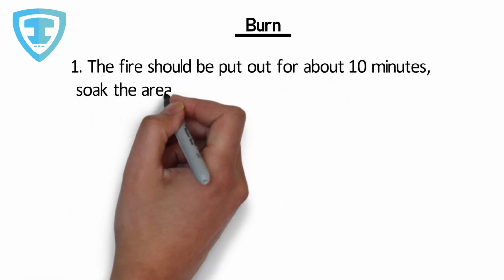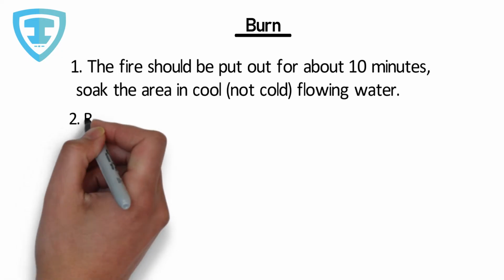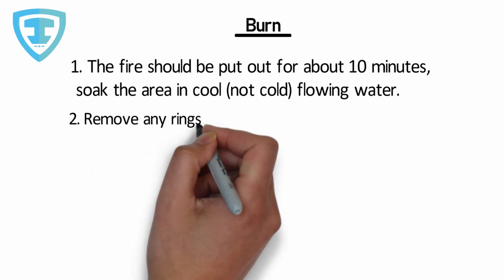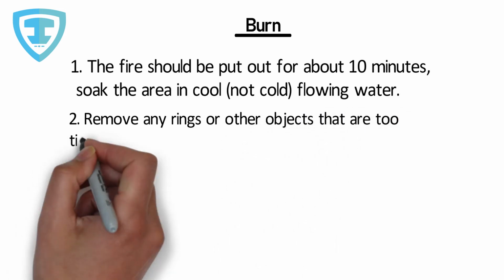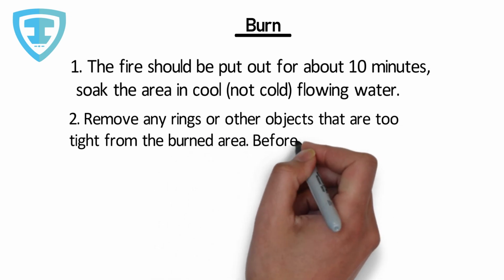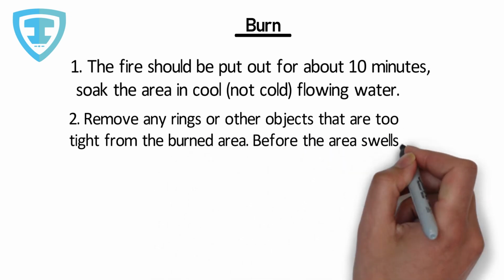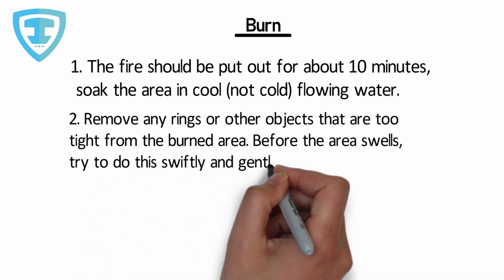For burns, first thing you need to do is to put out the fire, and then for about 10 minutes, soak the area in water. What I mean by water is flowing water. You can just quickly take the hand to a running tap and let the water gush on that part for 10 or 15 minutes. Then remove any ring or any other objects that are too tight from the burnt area before the area swells. Try to do this swiftly and gently.